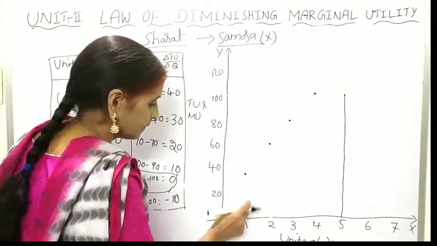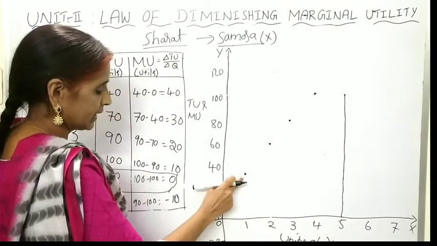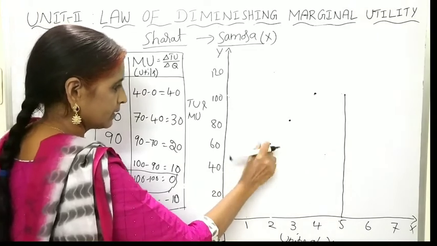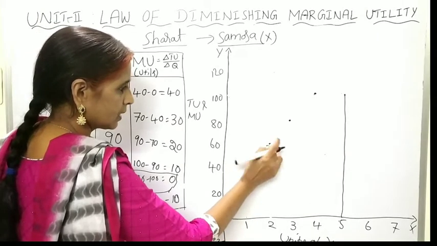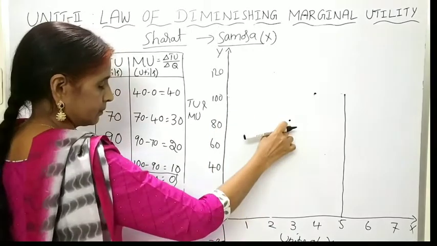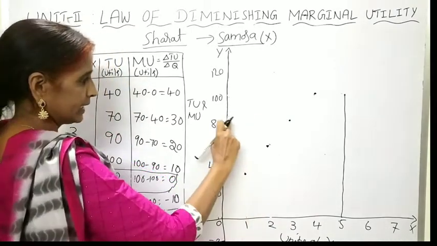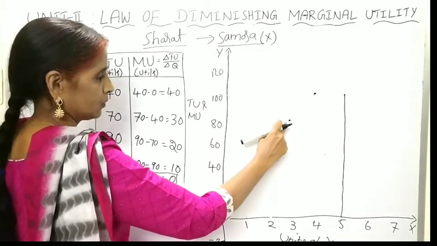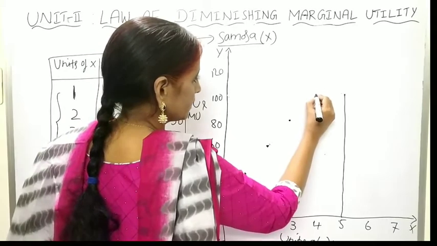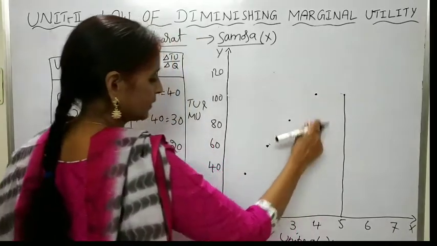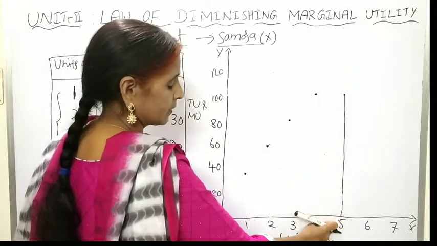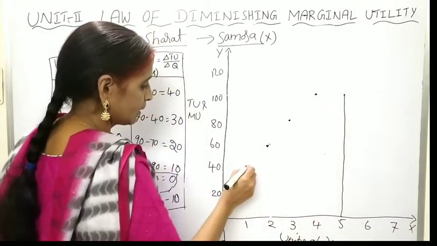Okay guys, from the first unit total utility is 40 utils. By consuming 2 units total utility will be 70 utils. By consuming 3 units of samosas the total utility will be 90. In between 80 and 100 we have to put a point. And by consuming 4 units of samosas the total utility derived is 100. By consuming 5 units of samosas also the total utility will be the same.